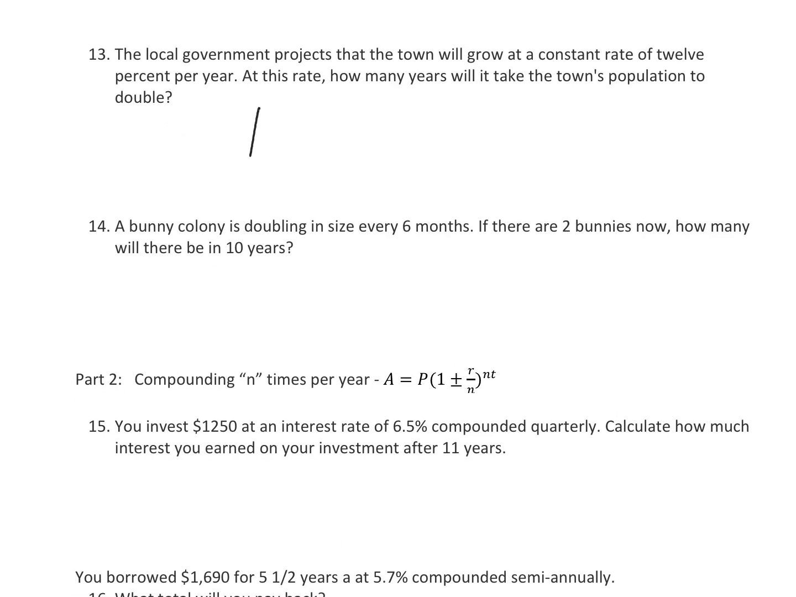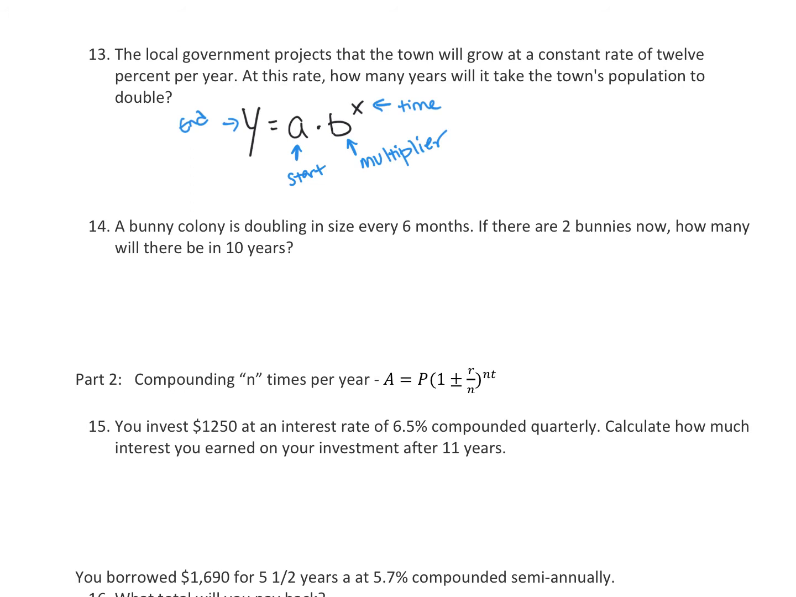So the equation is y is equal to a times b to the x, where x is your time, b is your multiplier, a is your start amount, and y is your end amount. So let's take a look at problem 14. I'm going to highlight along the way.